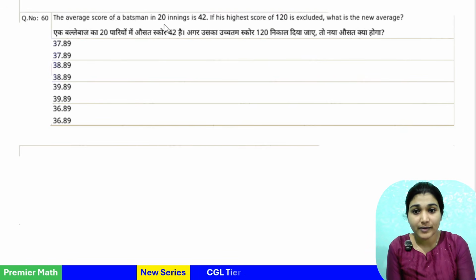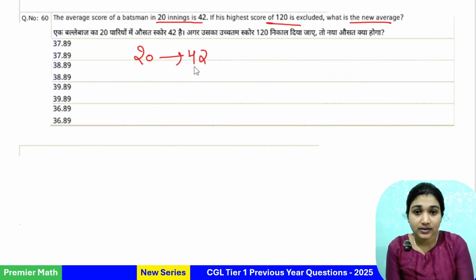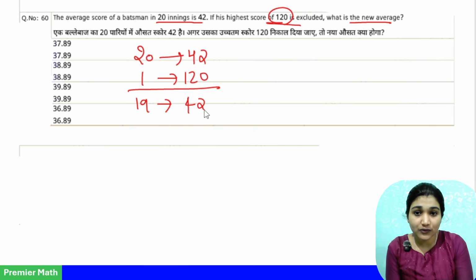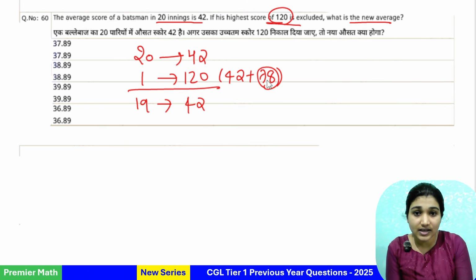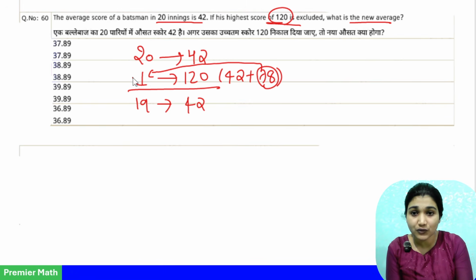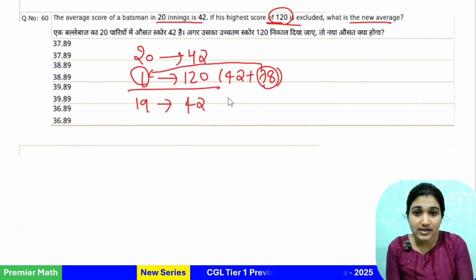The average score of a batsman in 20 innings is 42. If his highest score of 120 is excluded, what is the new average? Here 20 innings average is equal to 42 and highest score 120 excluded means 1 innings excluded. Remaining innings are 19. Now take common average as 42. 120 I can write as 42 plus 78. Now this extra 78 increment in average is for 1 innings. 78 into 1, 78 is the extra score which should be equally distributed to the remaining 19 people.